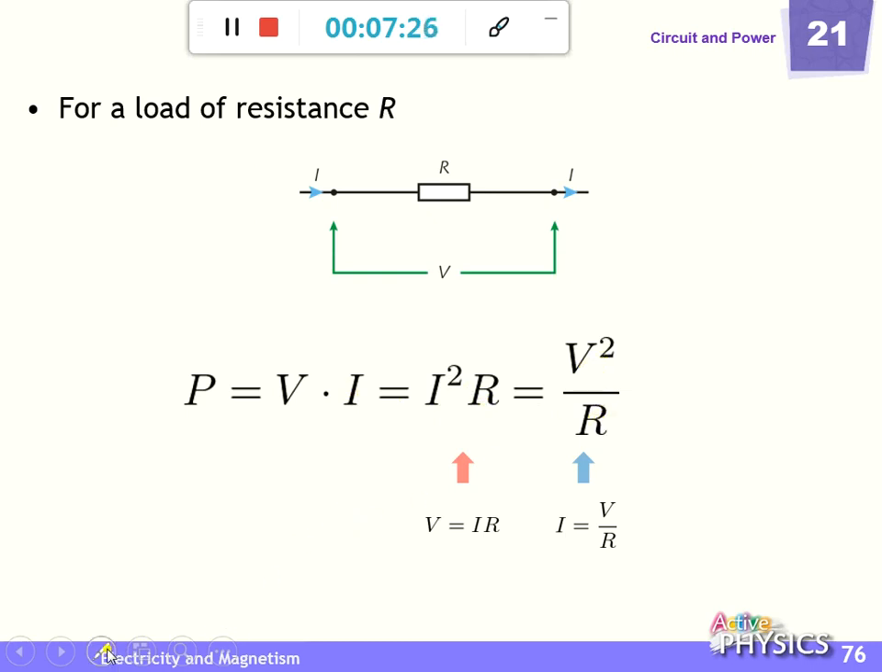What's going on in this? It means that for the power equation, we have three different forms. We have IV without R. We have I squared R without V. And V squared over R without I. Depending on the situation, we can use one of them.